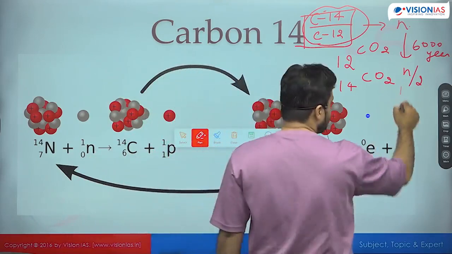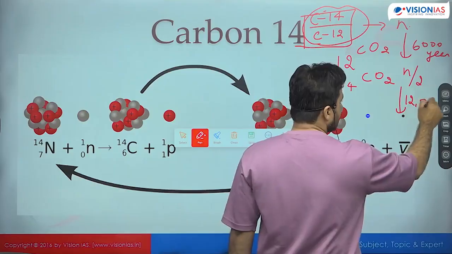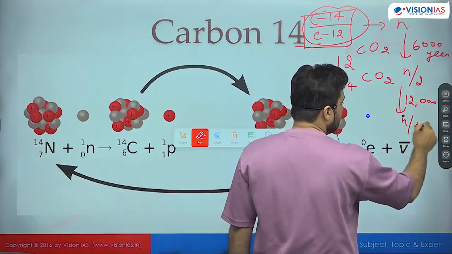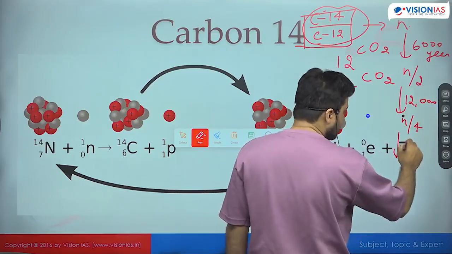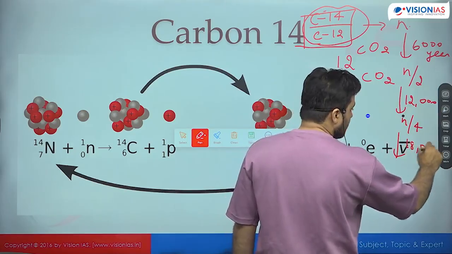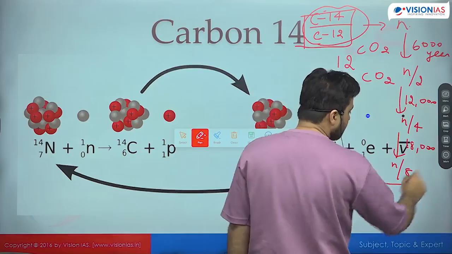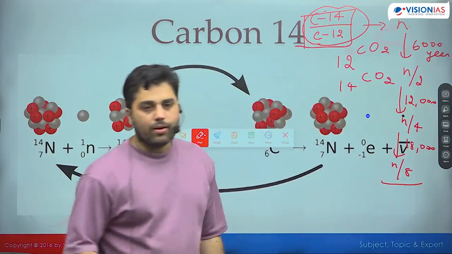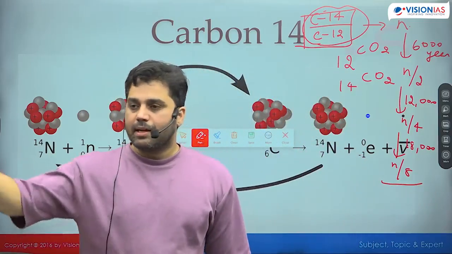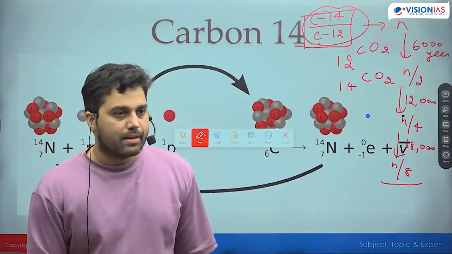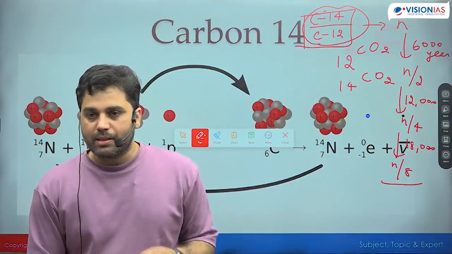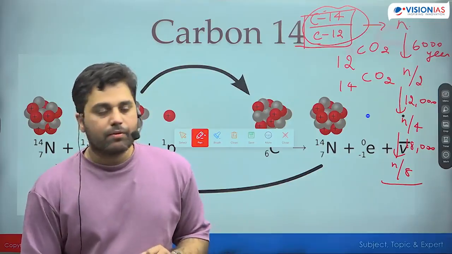In the next 6,000 years, after 12,000 years, that ratio is going to become n by 4. In the next 6,000 years, which is 18,000 years, this ratio is going to be n by 8. So all I need to do now is that whenever I have collected a fossil sample, I just look at the ratio of carbon-14 and carbon-12.